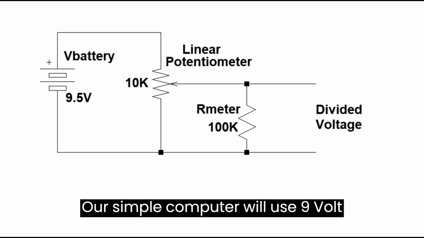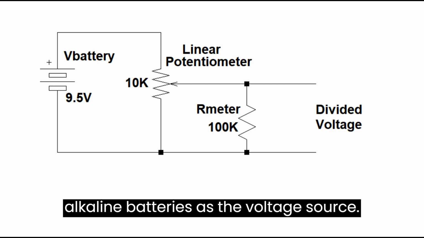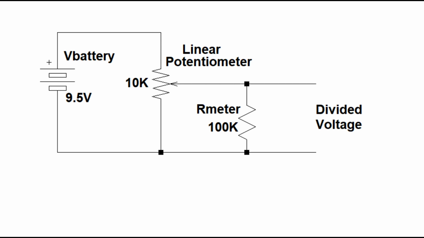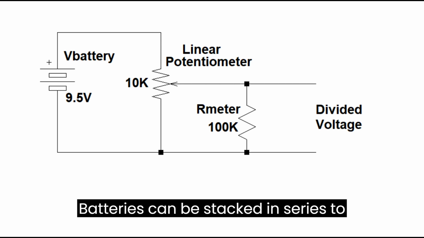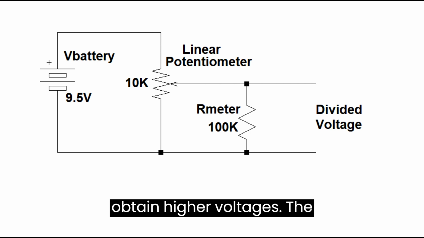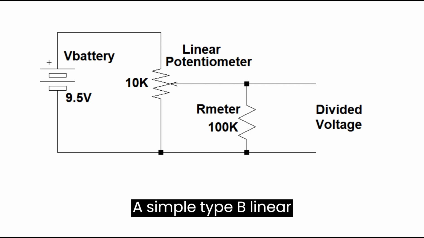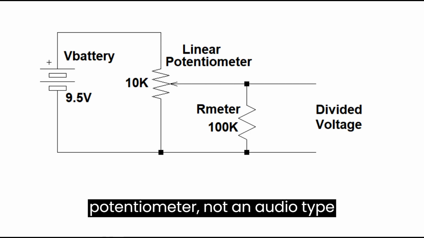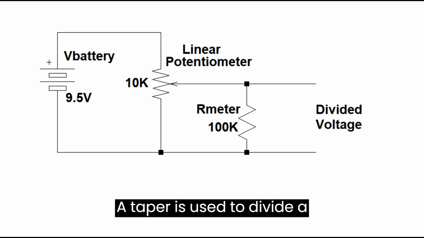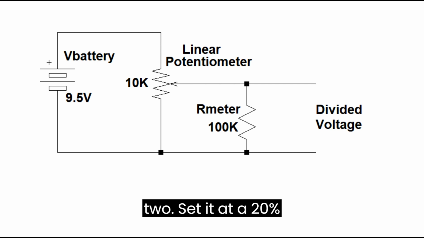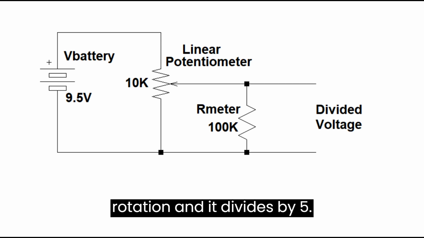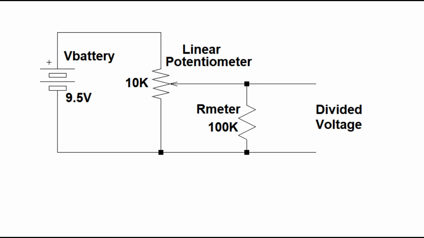Our simple computer will use 9-volt alkaline batteries as the voltage source. Batteries can be stacked in series to obtain higher voltages. The first computation we need is division. A simple Type B linear potentiometer, not an audio Type A taper, is used to divide a voltage. If the potentiometer is set midpoint, it divides by 2. Set it at a 20% rotation and it divides by 5.